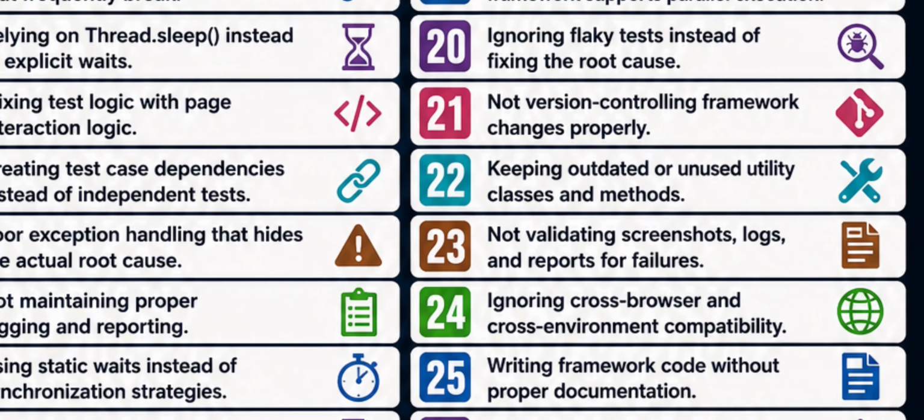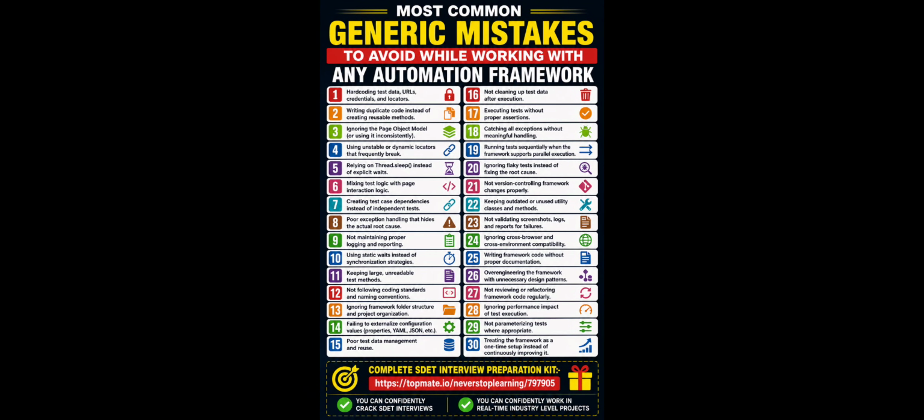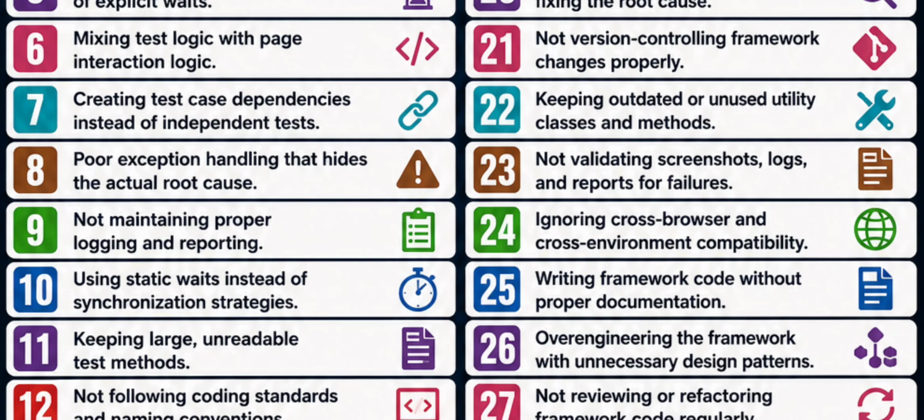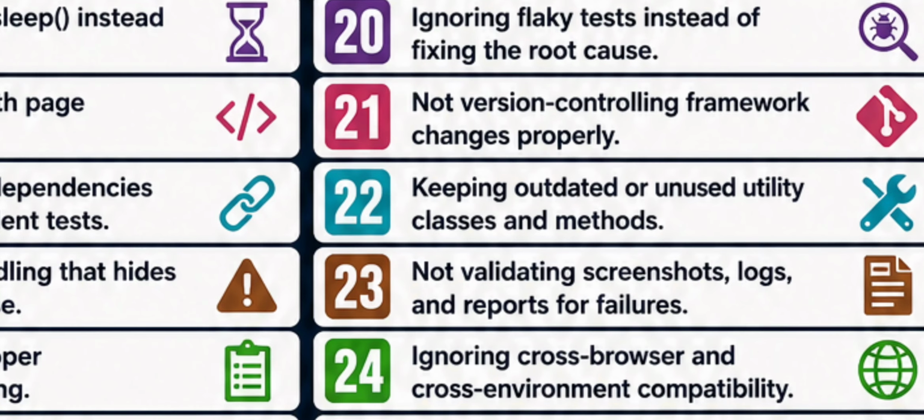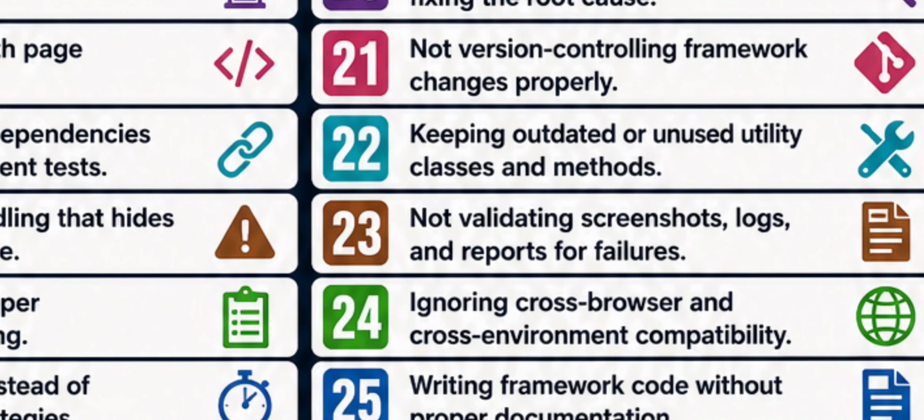And the 21st point that you should avoid is not version controlling the framework changes properly. So you should properly maintain and do the version control so that it's easily readable and understandable for the next changes, and you can easily track.